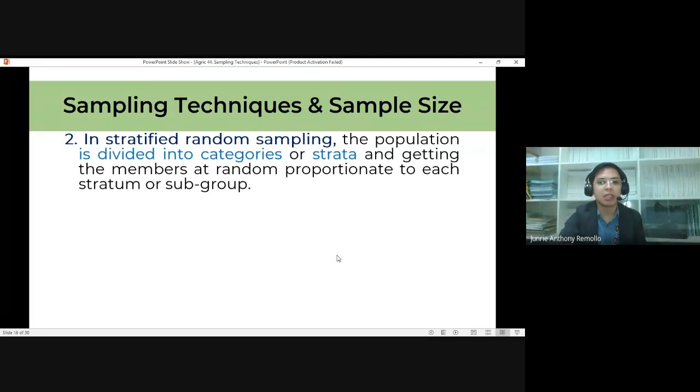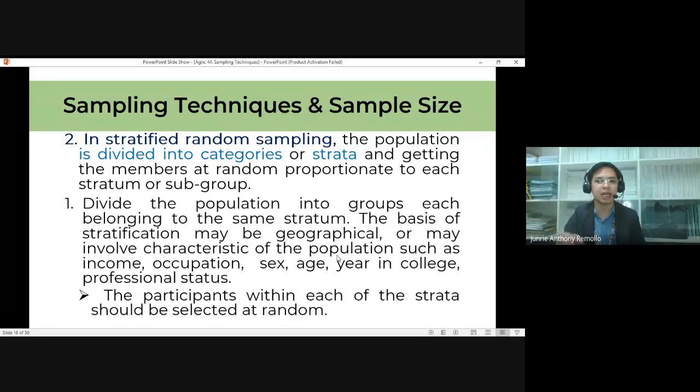And next is stratified random sampling. In this type of sampling, the population is divided into categories, or what we call stratum for singular and strata for plural. And getting the members at random proportionate to each stratum or subgroup.